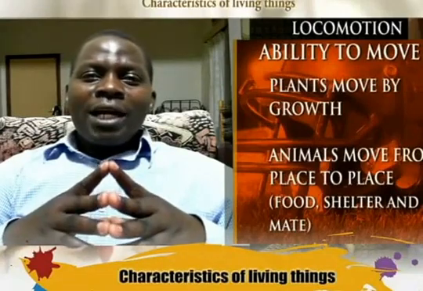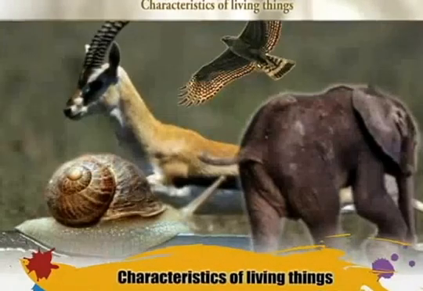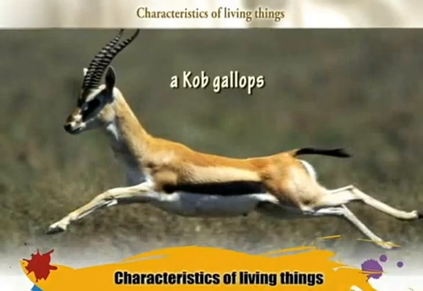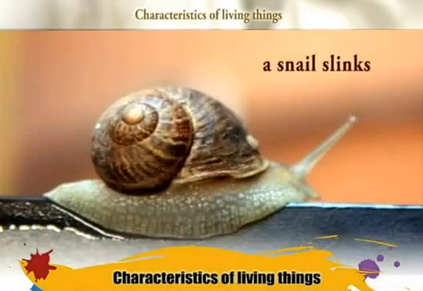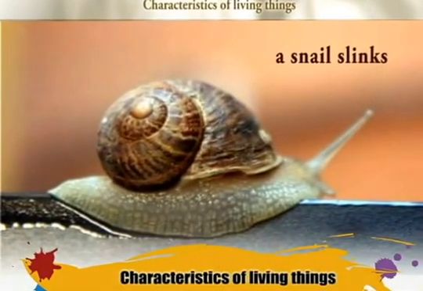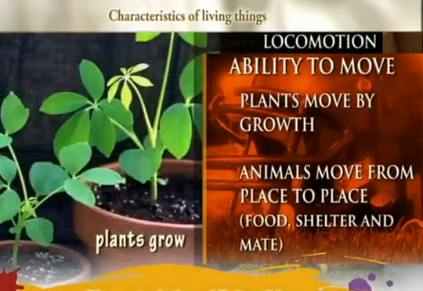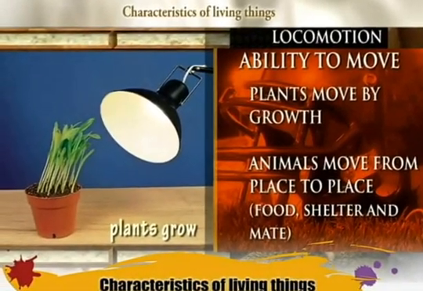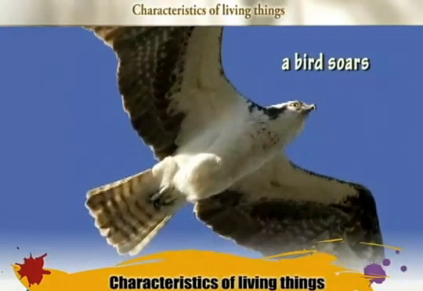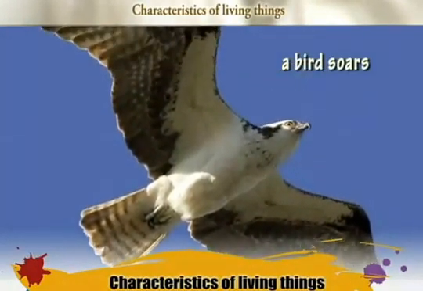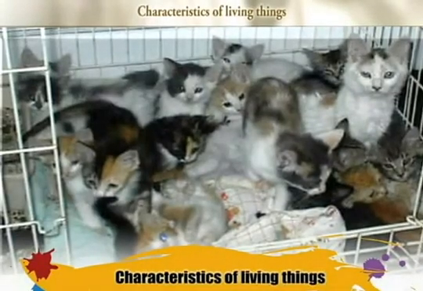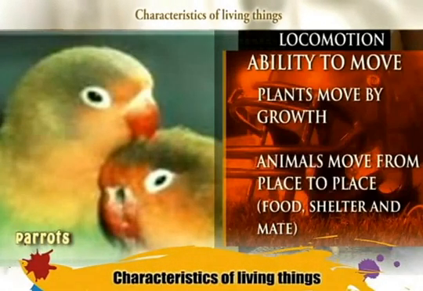Then we have another characteristic, that of locomotion. You will find that all living things have this characteristic. They have the ability to move from one place to another. But the mobility in plants is limited. They can only move by growth, whereas animals have the ability to move from one place to another, as they are looking for food, looking for shelter, and looking also for a mate. That is a characteristic of locomotion.